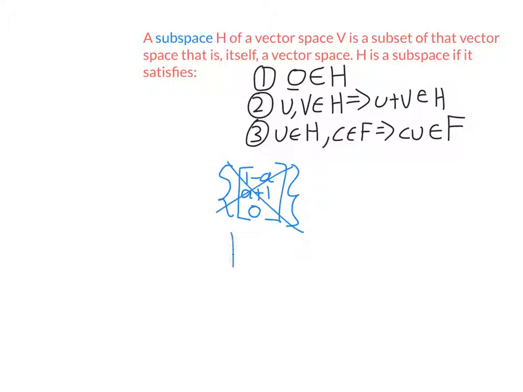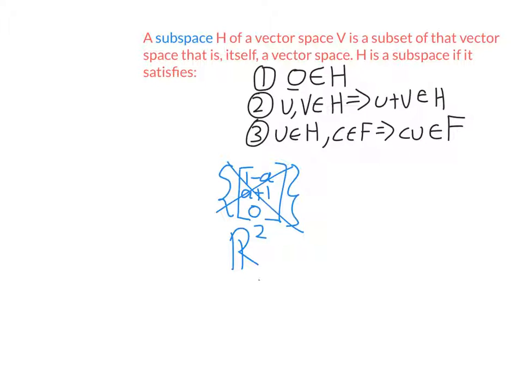Now we know that R2 is a vector space, right? Turns out any vector space is a subset of itself. So R2 is a subspace of R2. It's not a subspace of R3. The reason is because it's not a subset of R3. R2 and R3 don't share any vectors in common. So R2 is not a subset of R3, but it is a subset of itself.